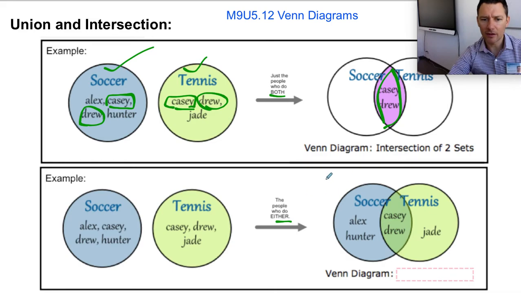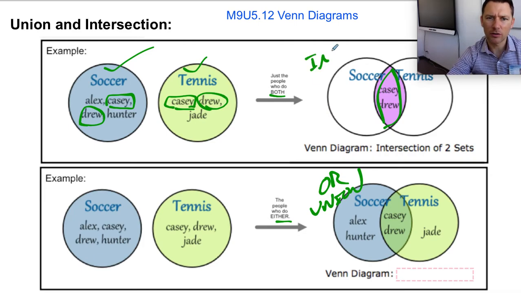So this is the OR set. This is the union. This is the intersection. This is the and. I need both things to happen. Cool?